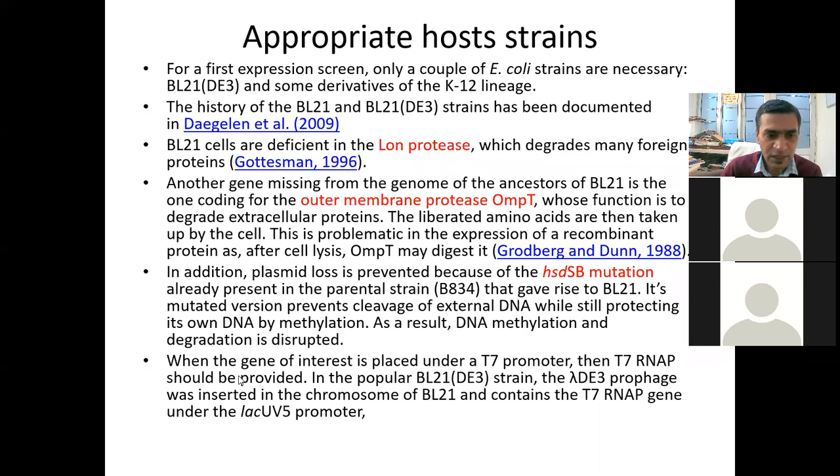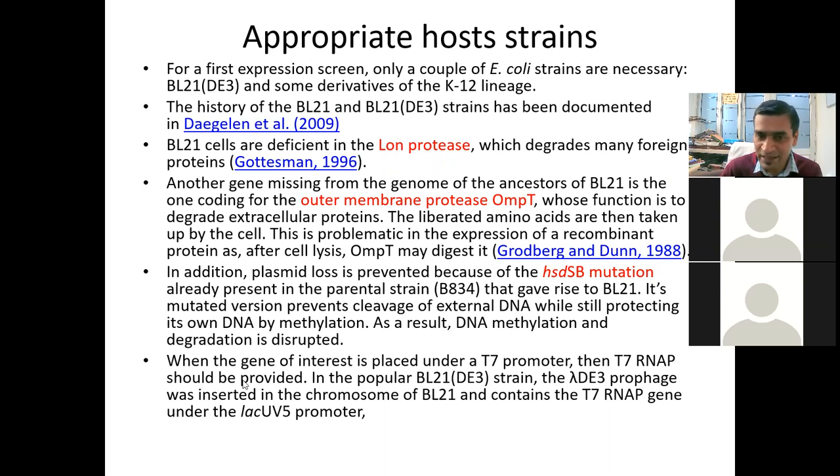When the gene of interest is placed under the T7 promoter, and now again back to this, as I had told you in the pET series of vectors where T7 promoters are there. T7 promoters are activated by RNA polymerase. So where will the RNA polymerase come from? RNA polymerase usually comes from the host genome. So it has either been integrated into the host genome or supplied in the form of vectors.